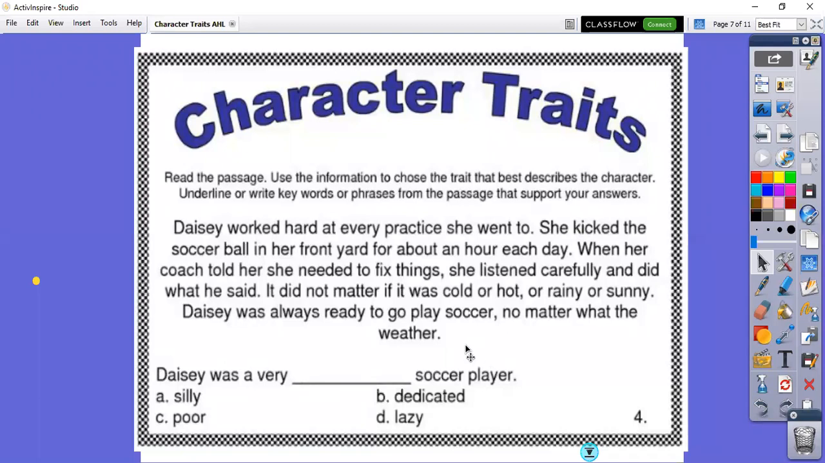Also, it didn't matter the weather, cold, hot, rainy, or sunny. Think about it. To go out in the rain or in the cold or hot weather, what do you have to be to be a good soccer player? She's very B, dedicated. Good job, class. Good job.